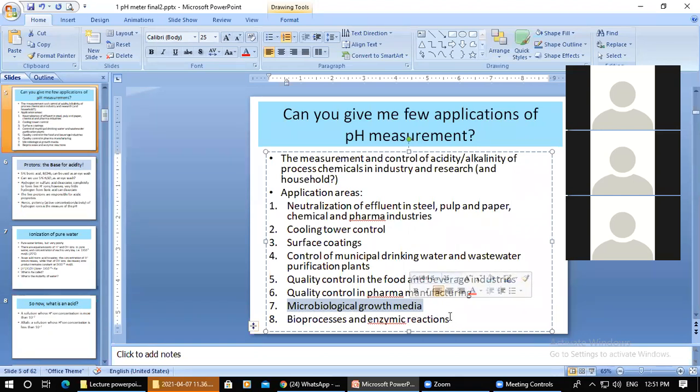Shamim, I think, told us about buffers. Buffers are very commonly used in biological laboratories. Bioprocess industries or different enzymic reactions also require that the pH must be controlled. And therefore the pH measurement is very much essential.